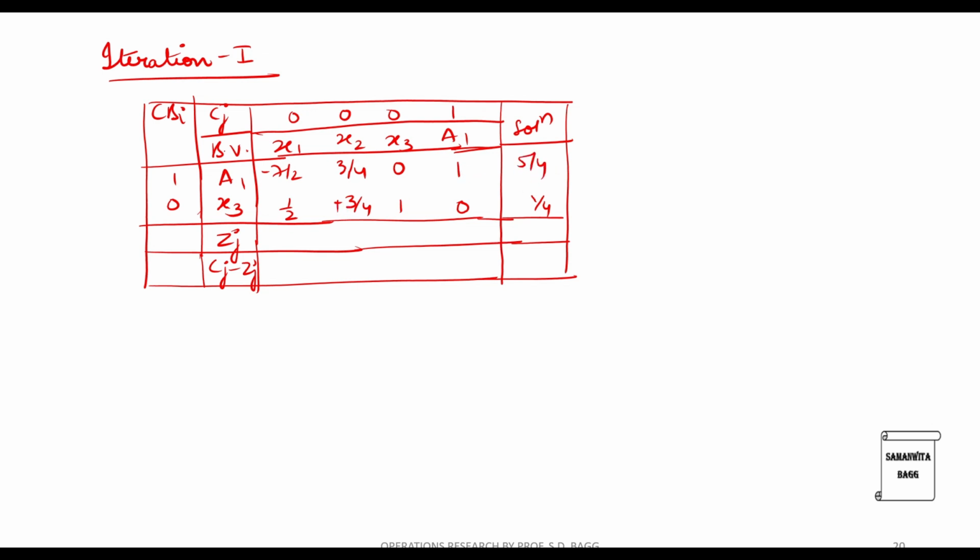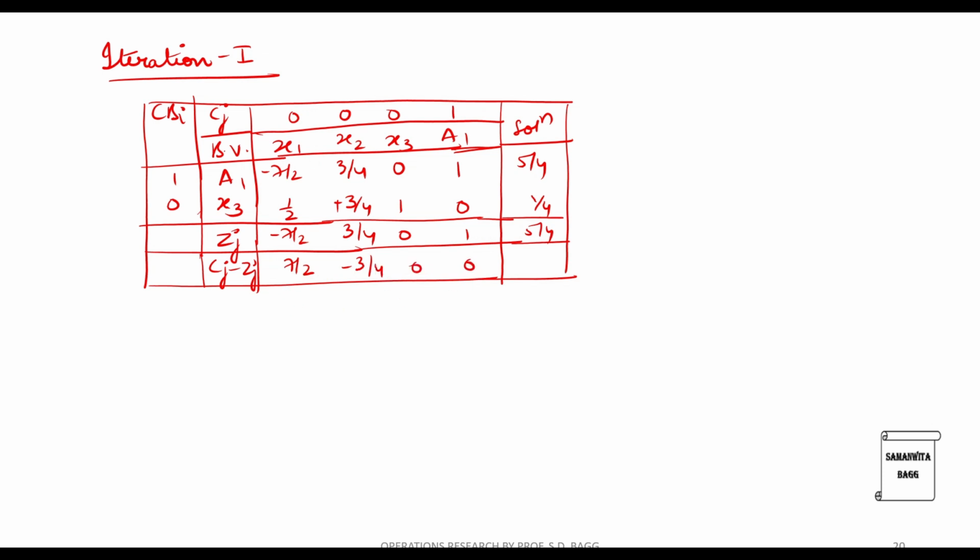I think by now you are very well versed with the calculations. So I'll directly give you the values. So this is now minus 7 by 2. Multiply 1 with each of them. So 0, this is 1, this is 5 by 4. And Cj minus Zj is 7 by 2, minus 3 by 4, 0 and 0.